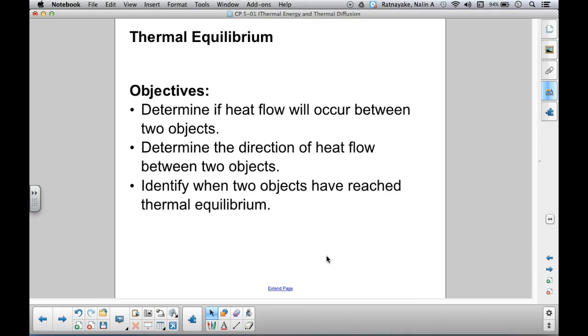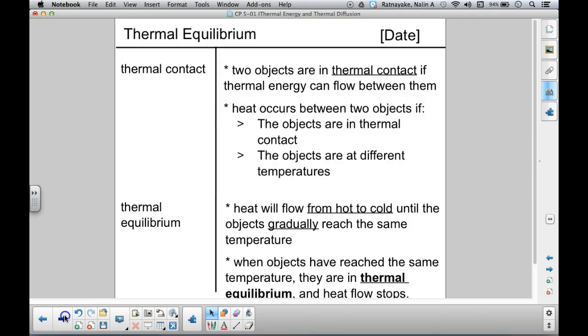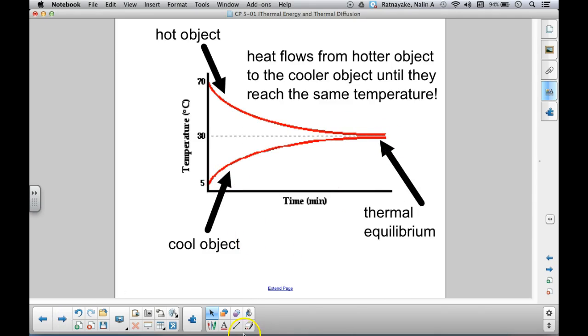Okay, let's go back and check our objectives. Can you determine if heat flow is going to occur between two objects? So go back to our notes about what is necessary for heat flow to happen. Can you determine the direction of heat flow between two objects? Do you know, is it going to go from object A to object B or object B to object A? Which way is it going to flow? And you can tell by the temperature. And finally, can you identify when two objects have reached thermal equilibrium? How do you know they're in thermal equilibrium? You know when they've reached that final equal temperature at the very end.